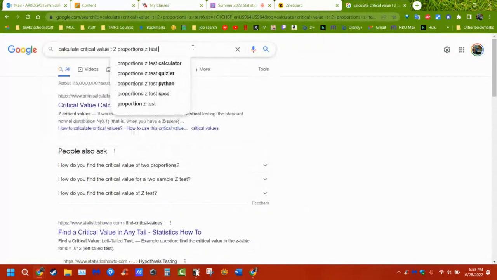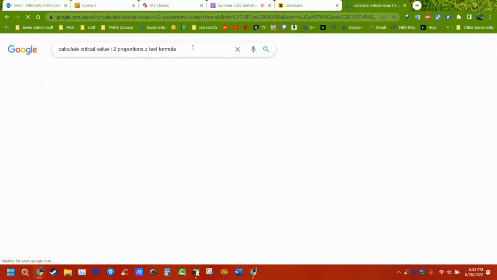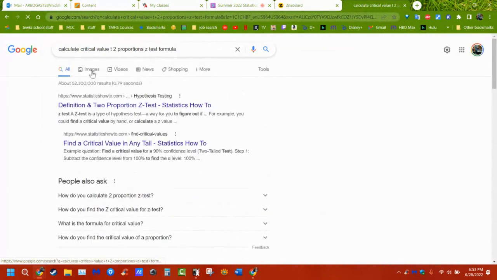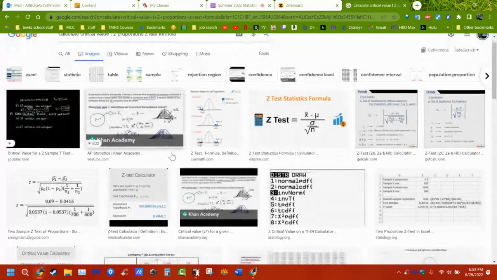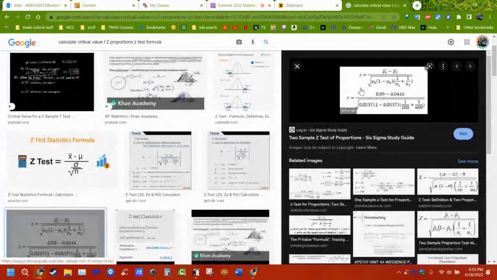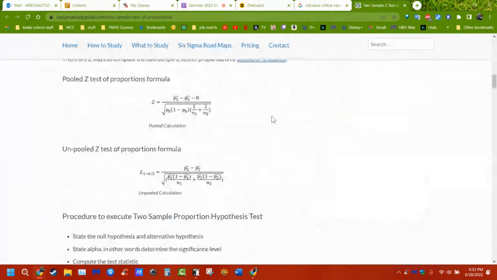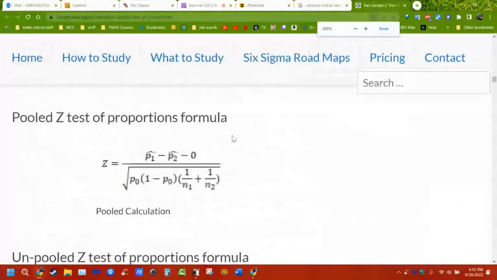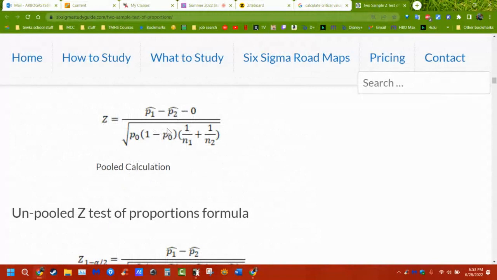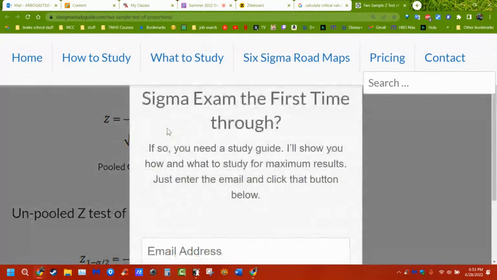formula. So here's the formula right here. So that's how you would do it by hand.